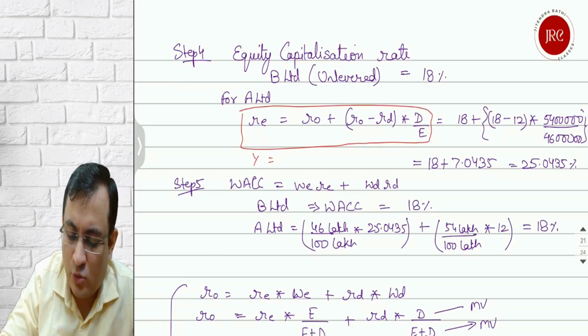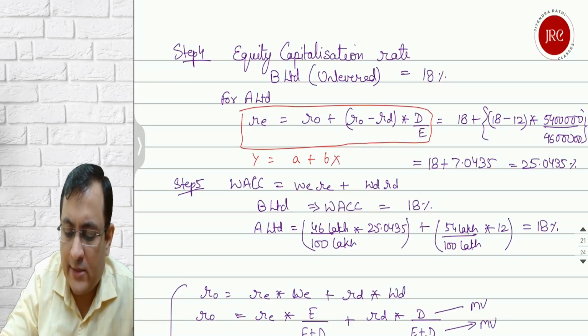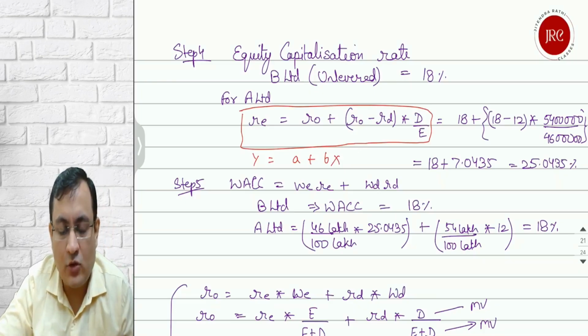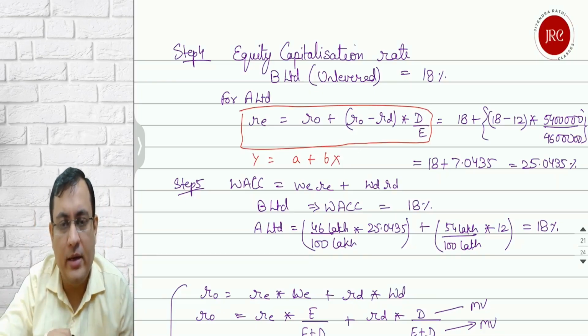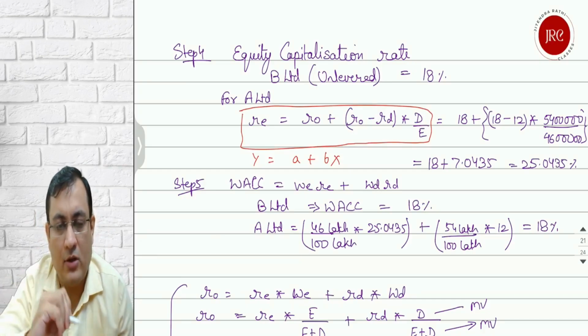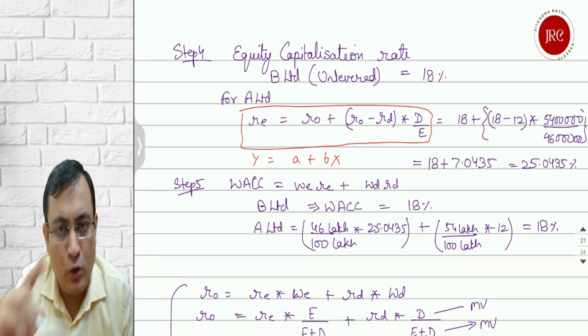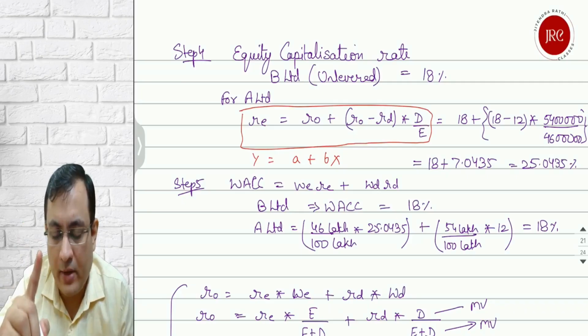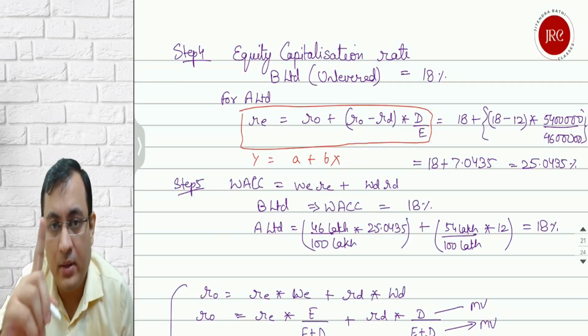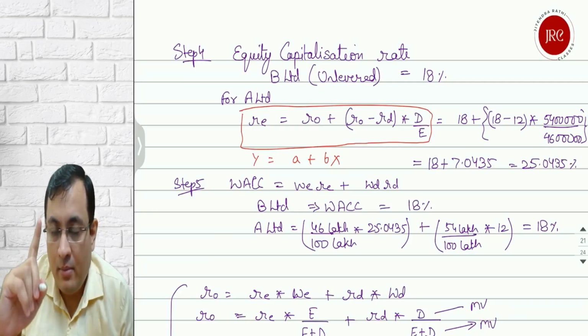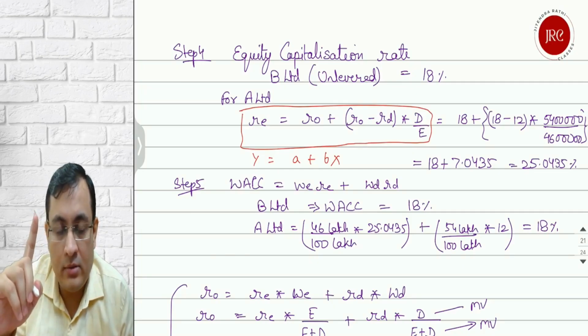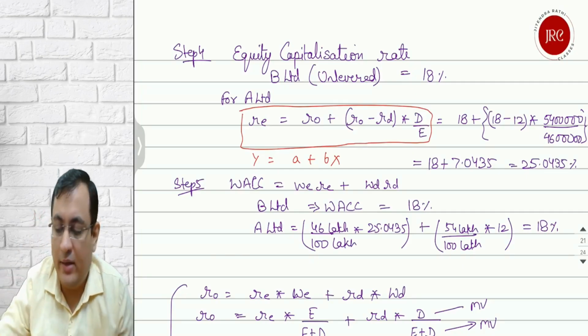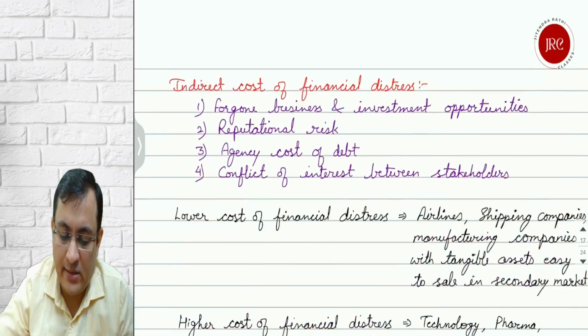What we can say, this is an equation, and if we see the format of this equation, it is y equals a plus bx. This is a linear equation. So cost of equity is following a linear relationship where your intercept is your overall cost of capital and your slope is overall cost of capital minus cost of debt, and your independent variable is your debt equity ratio. So let's see what the text is saying.